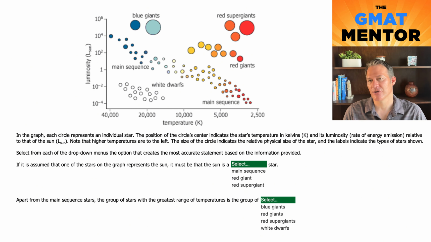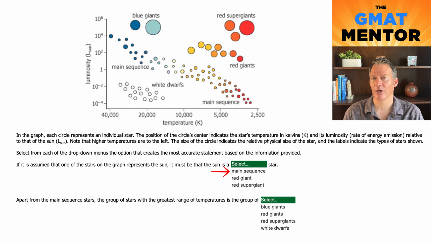Now let's look at the first question. It asks, which group of stars the sun must belong to? The key is that luminosity is measured relative to the sun. So the luminosity of the sun is 1 L sun. Looking at the graph, the only group with stars at a luminosity of 1 L sun is the main sequence. So the sun must be a main sequence star. Now you may already know that from science class, but on the GMAT, you generally do not want to rely on outside knowledge. The question gives you enough information to solve from the graph.